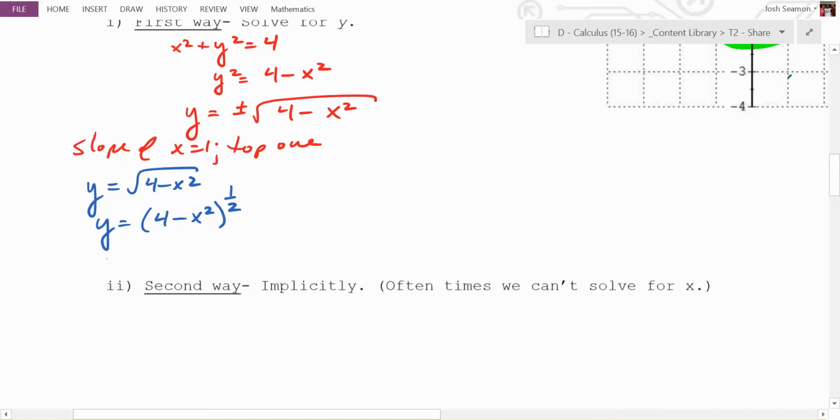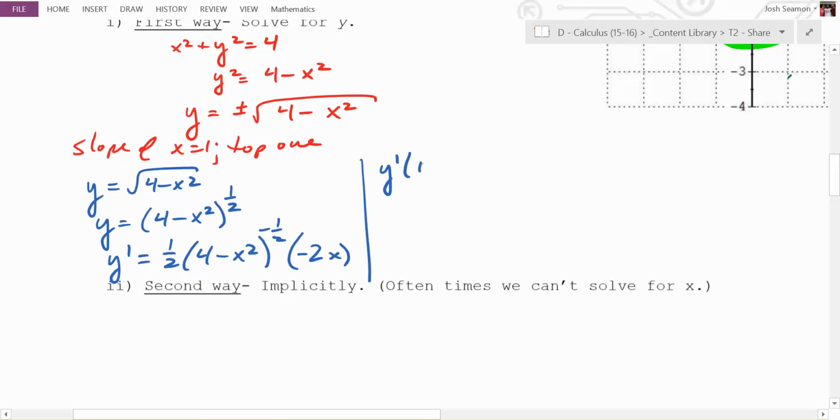Liv, go. Y prime equals 1/2 times 4 minus x squared to the what power? Negative 1/2. Half times what? 2x. Close. Negative 2x. So if I want the slope where x equals 1, what do I plug in for x? 1.